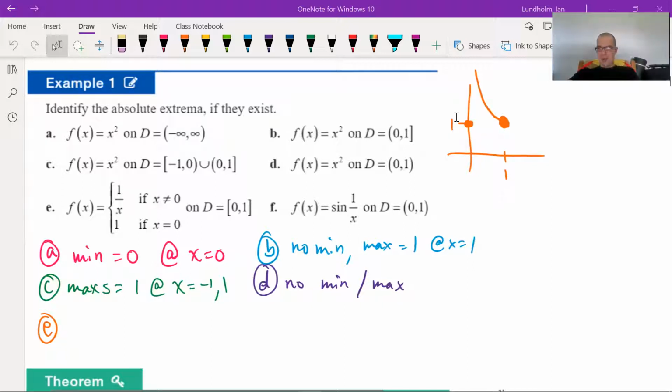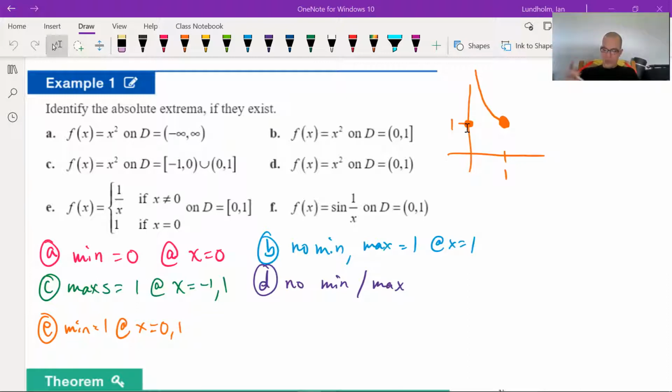But yeah, okay. So we have an absolute minimum in 2 places. And the absolute minimum is 1, and that happens at x equals 0 and 1. And for this one, there's not an absolute maximum, because as you approach 0 from the right, that function value would just go off into infinity, and it would not have an absolute maximum.